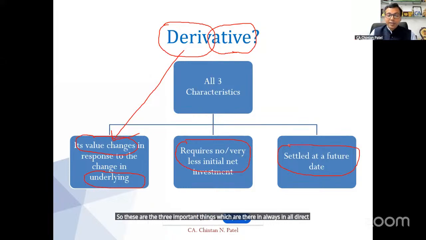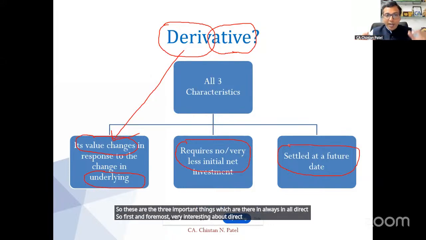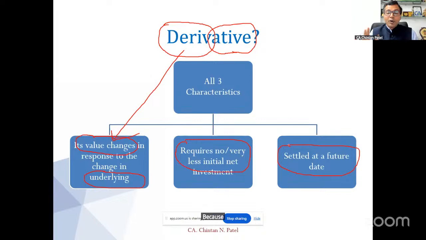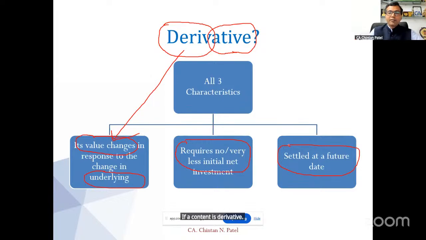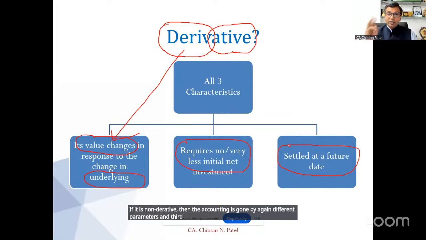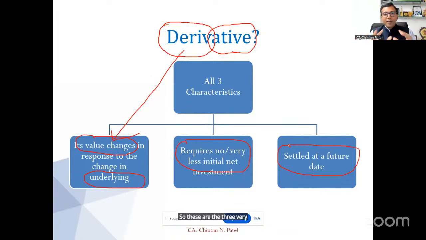So first and foremost, when you talk about derivative accounting, the first question is: is it a derivative? Because every contract may not be a derivative. To determine whether a contract is a derivative, we have to look at these three characteristics. If a contract is a derivative, then we need to look at Ind AS 109. If it is non-derivative, then the accounting follows different parameters. And the third very important aspect is whether it is a hybrid contract or not. So these are the three very important questions that come to mind when you talk about derivative accounting.